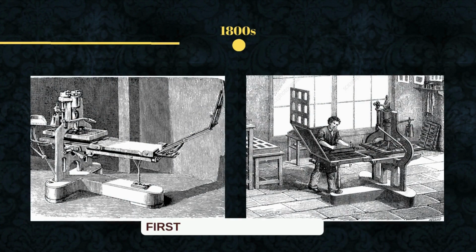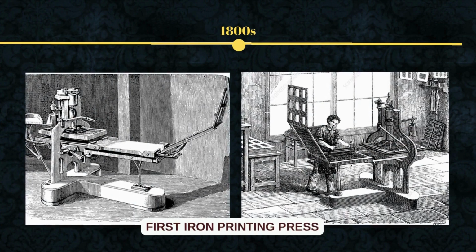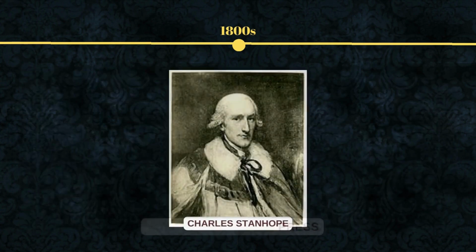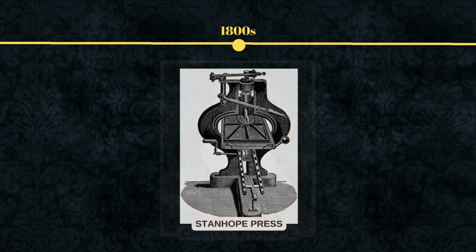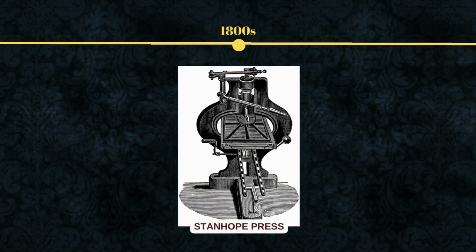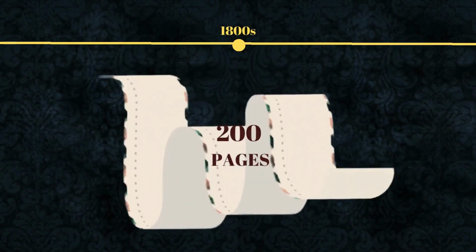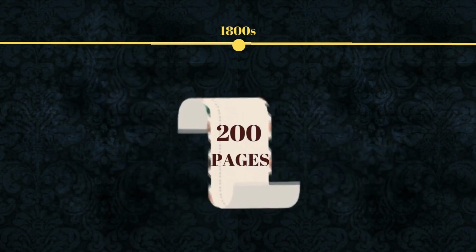It took another 200 years for the first iron press before the mass production of newspapers really began. It was made by the 3rd Earl of Stanhope. It was not known very imaginatively as the Stanhope Press. It allowed printing of 200 pages per hour, really revolutionary as things went.